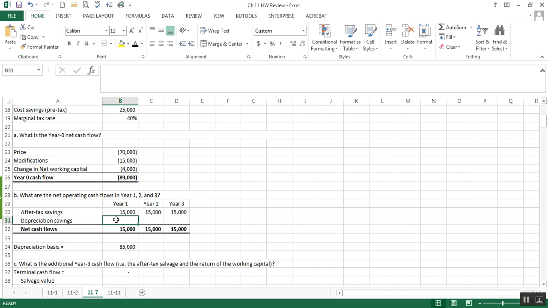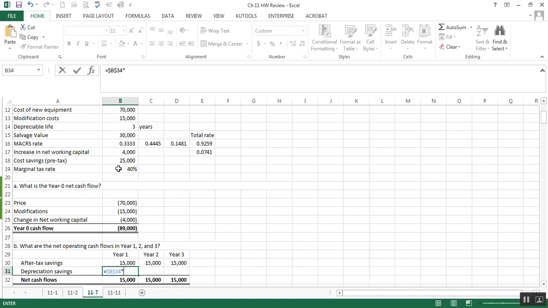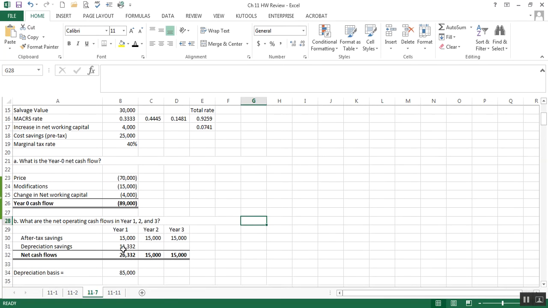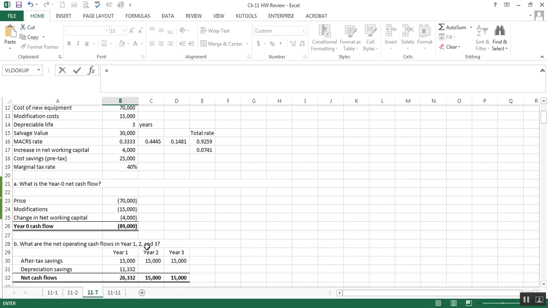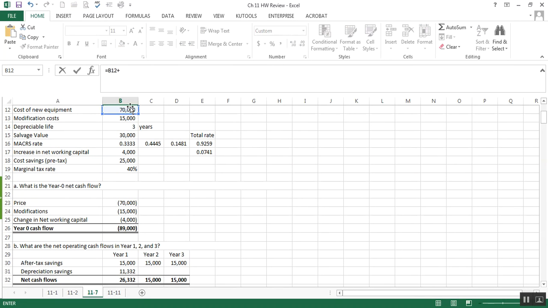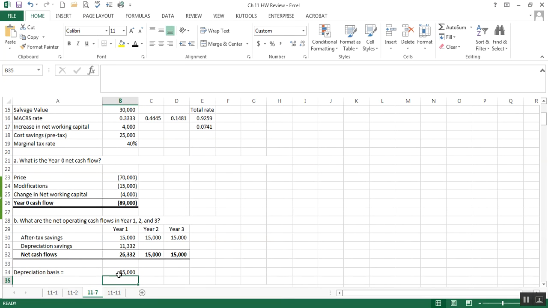Okay. And we also have a tax shield on that at 40%. So we would take our $85,000 times our year 1 rate times our 40%. That gives us 11,332, and then we'll do the same thing. Let me show you how I got the $85,000. It is our initial cost of the equipment plus the modification cost to bring that equipment to our special use. There's the $85,000.